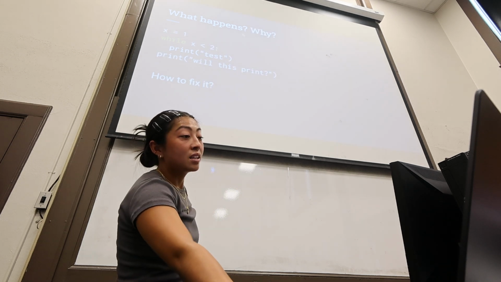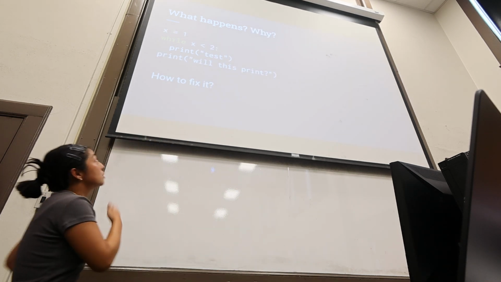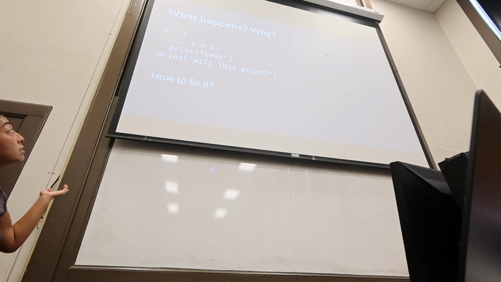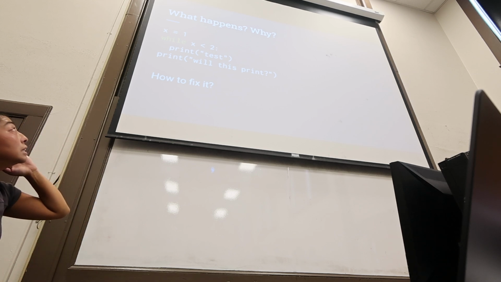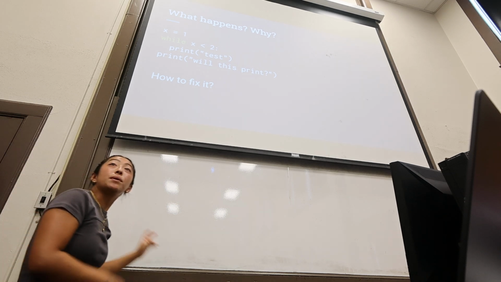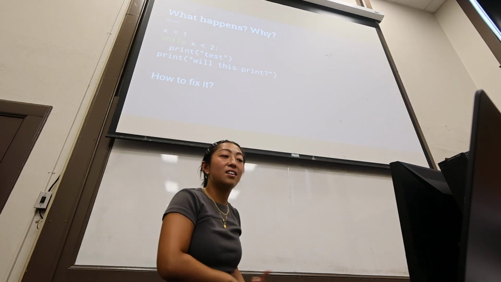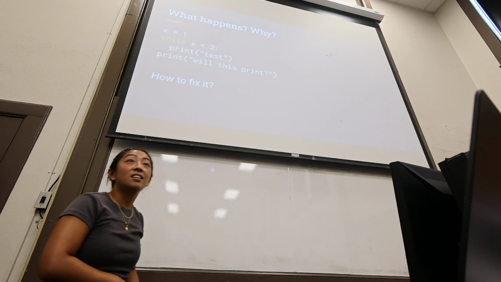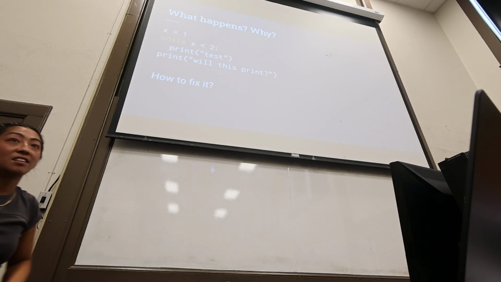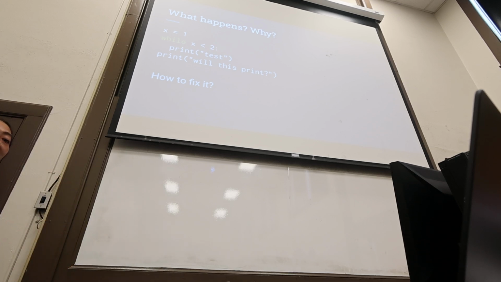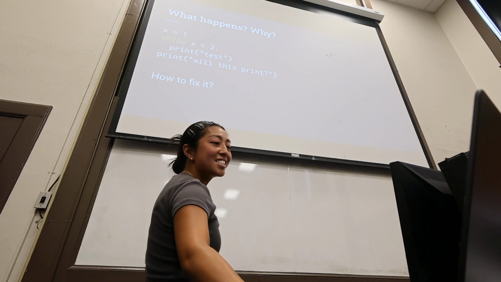Okay. So, what about this one? What do you think will happen? And what is maybe wrong with this code? X will be forever less than 2, so it will keep running. Yeah. So, I see some of you getting it.